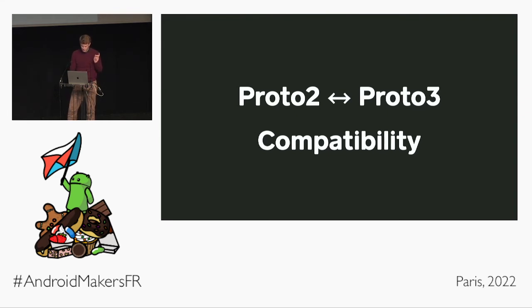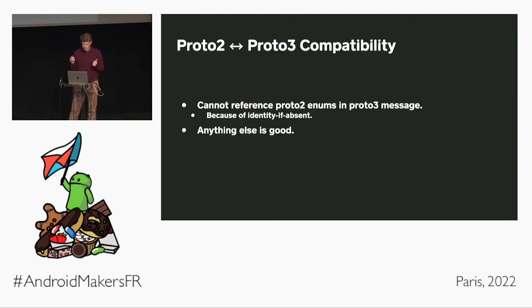The only exception is because of the enum's identity if absent thing. Proto 2 enums didn't require a 0 value. It didn't require this value to be the first. So that's the only thing you cannot do: use Proto 2 enums in Proto 3 messages. Otherwise, you can mix anything anyhow. So a bit like when we migrated to Kotlin from Java, we can do it bit by bit. Same with Proto 2 and 3.